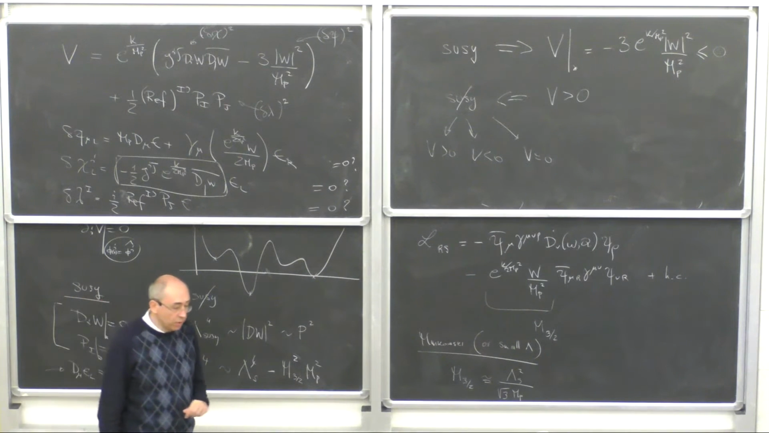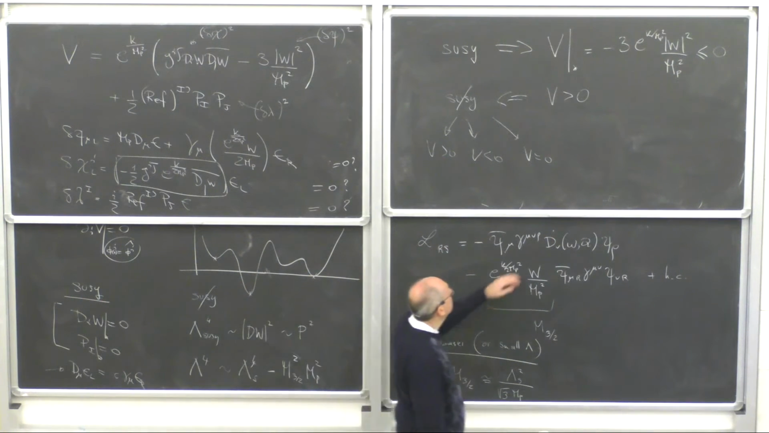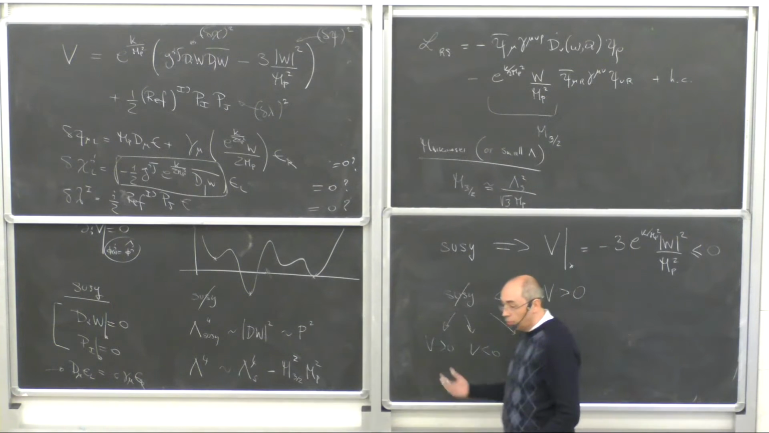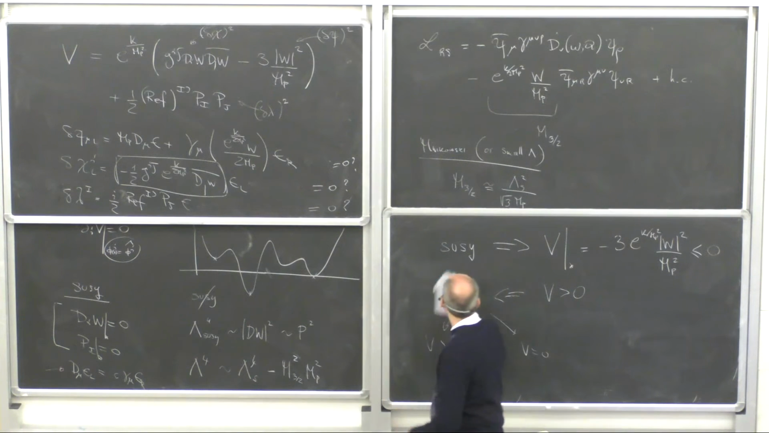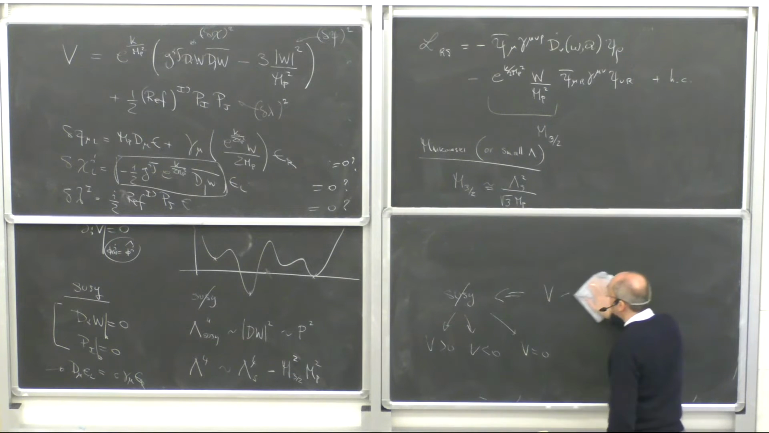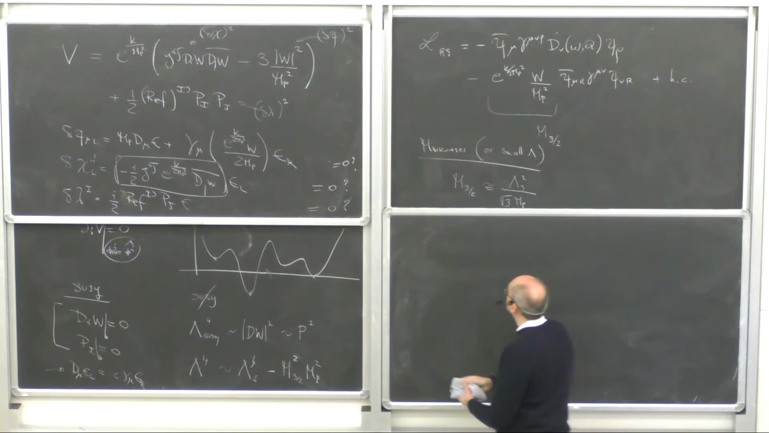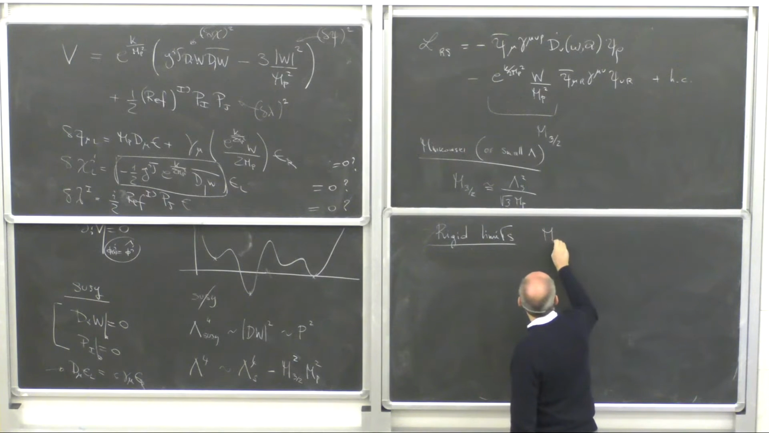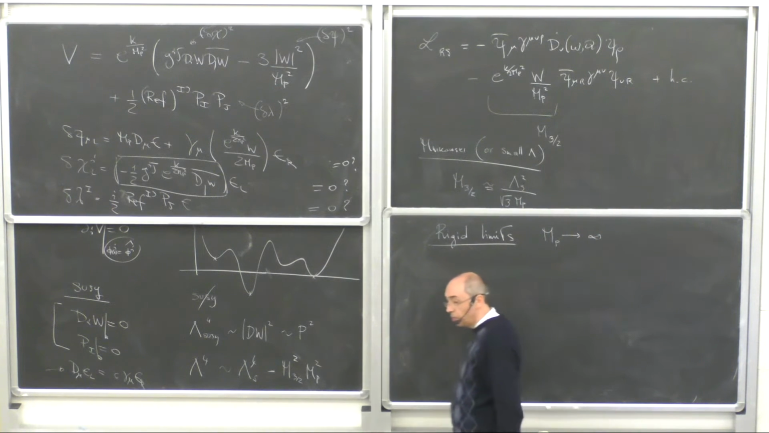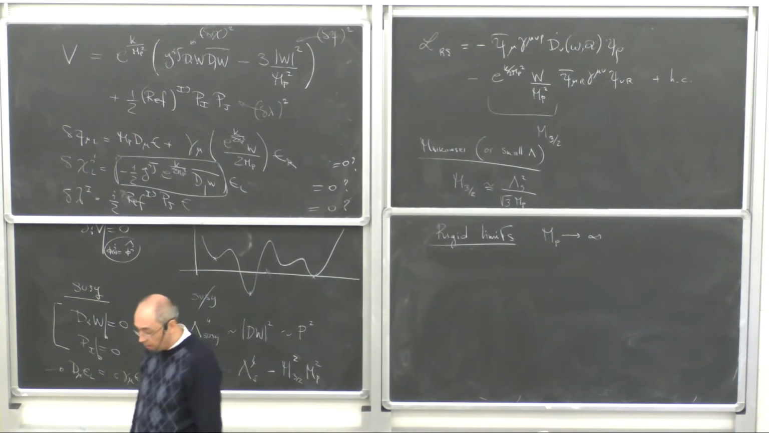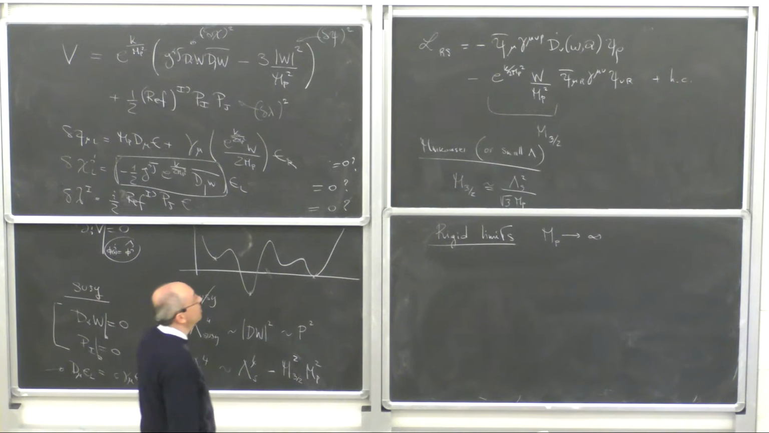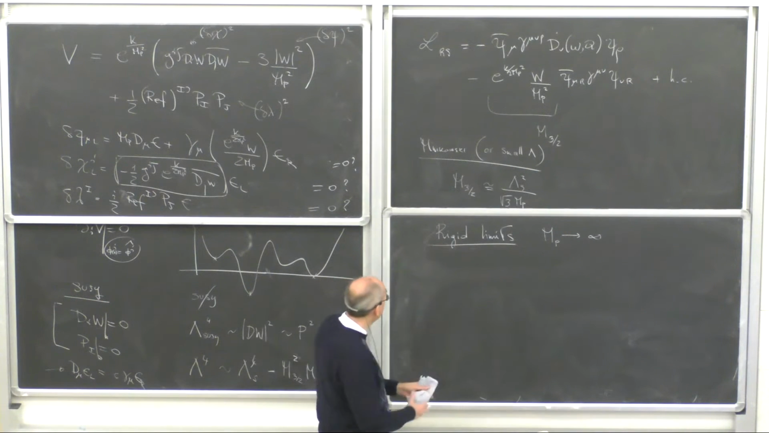Then you can ask the question, what happens if I want to take the rigid limit? Because if I have a supergravity theory and I send the Planck mass to infinity, I should be able to obtain back a supersymmetric theory. Well, not quite. And here you start seeing the differences, and why this is related to what I'm saying here.